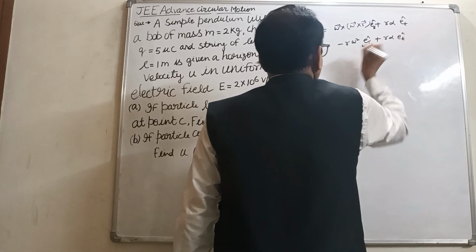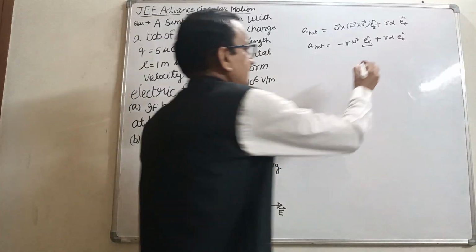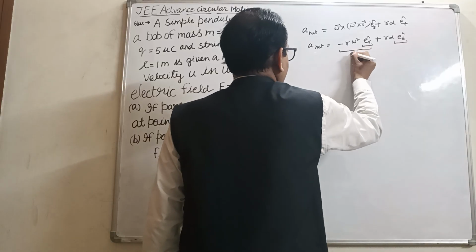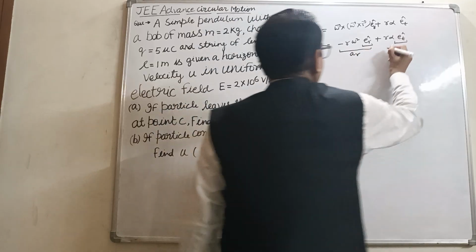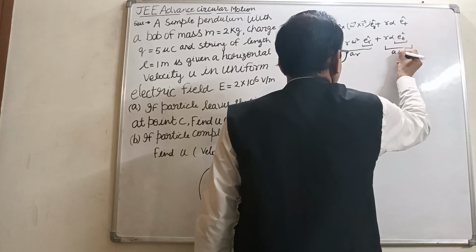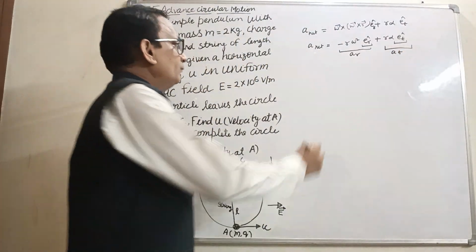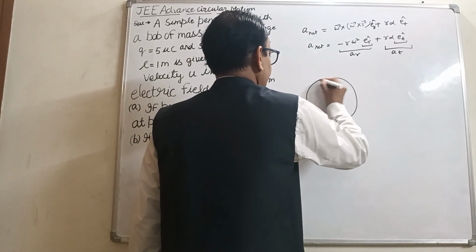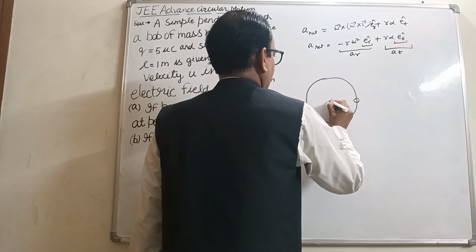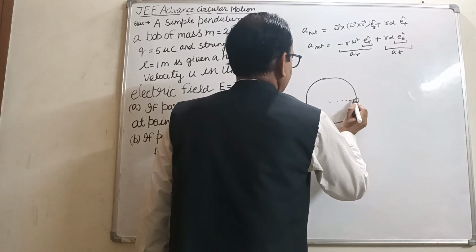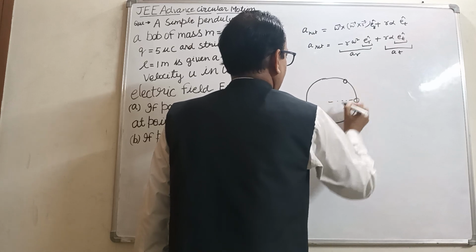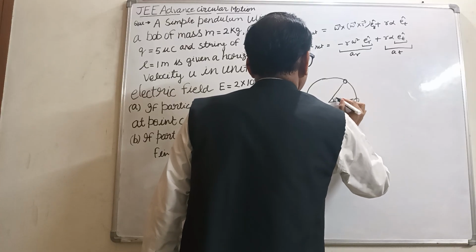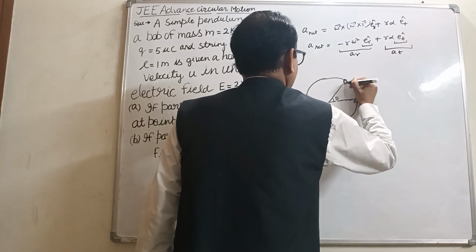This is the radial unit vector, this is the tangential unit vector. So this is the radial acceleration, we write AR, and this is the tangential acceleration, AT. So what would be the ER and ET? Suppose this is the mass and this is the initial position, and the mass is moving from here to here. Suppose this angle is theta.